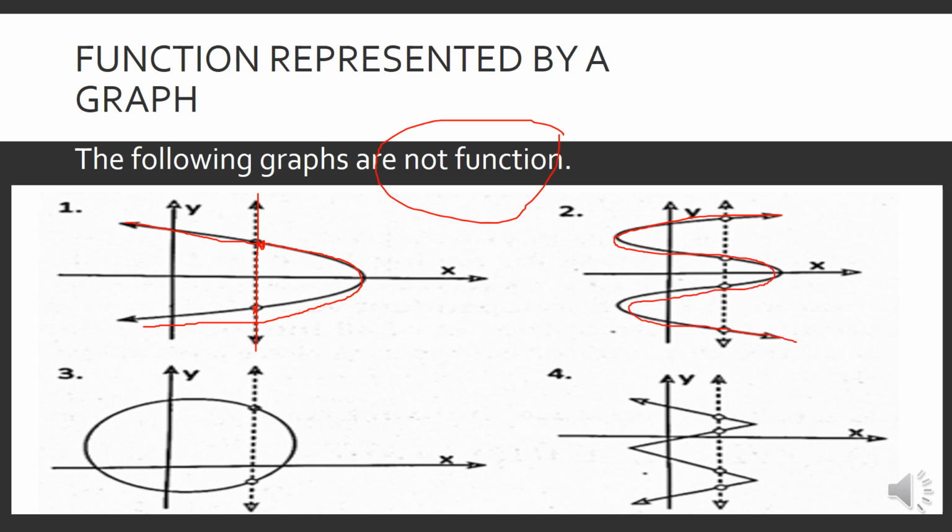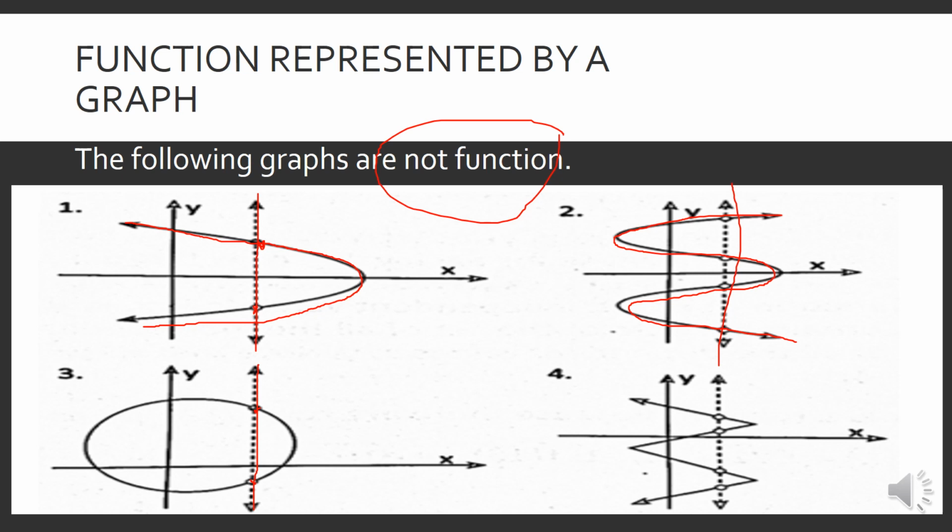Then our vertical line intersects the graph at 1, 2, 3, 4. So it intersects the graph at 4 points. So graph number 2 is not a function. 3. Our vertical line intersects the graph at 2 points. Graph number 3 is not a function.